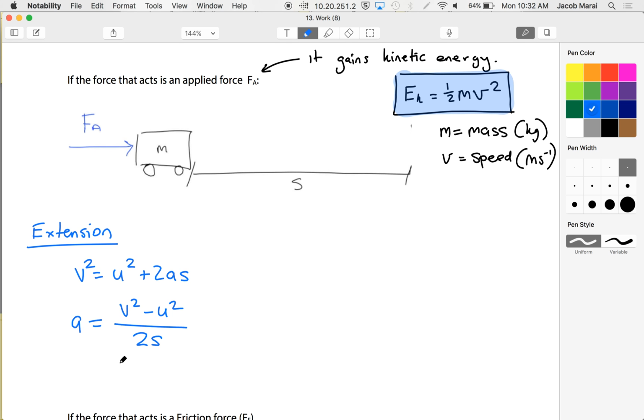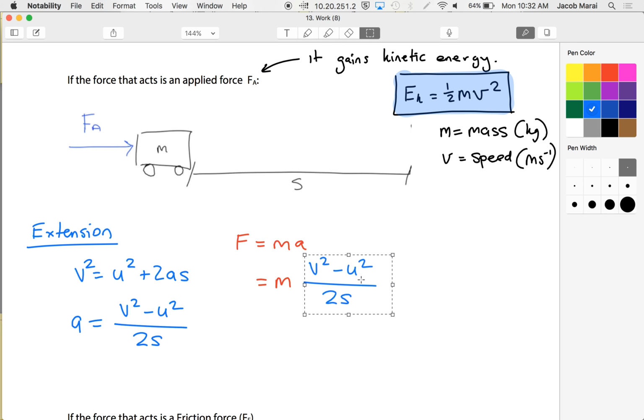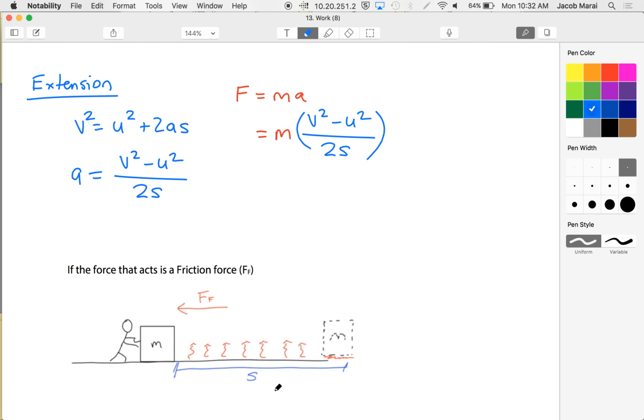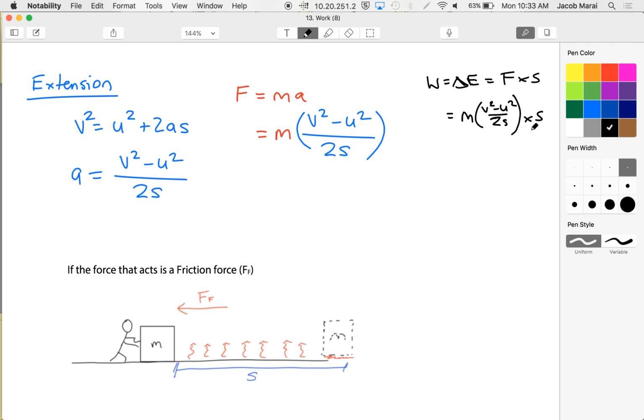Okay? Now that's a. From Newton's second law, F equals ma, I could then write that as m times by this. That's ma. So mass times acceleration, and I'm just expressing acceleration as a different kind of thing. And then, from work equals the transfer of energy equals F times s, that's now F, so I'm going to copy that again, all right? And I'm going to write it over here, m outside of v squared take u squared over 2s times s.